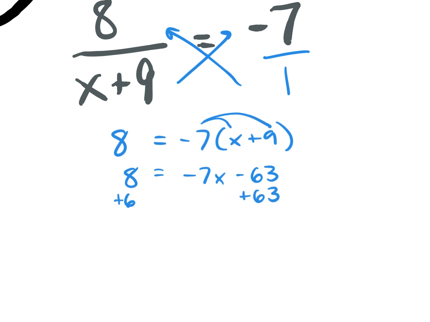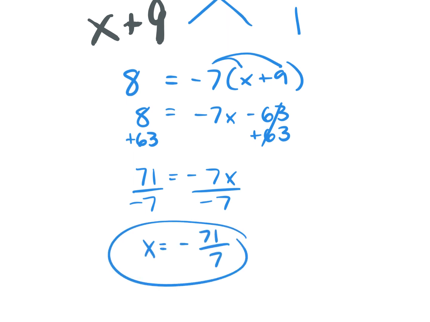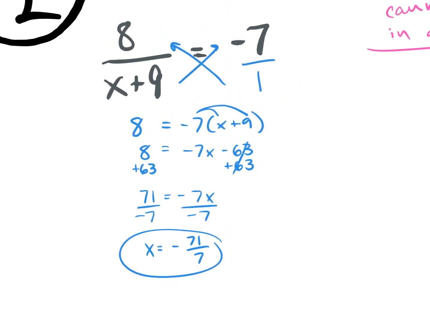Add 63. So we get 71 is equal to negative 7x, and then divide by negative 7. So x is equal to negative 71 over 7. If I plug that into the x in the denominator, am I going to get 0? No, so we're good.